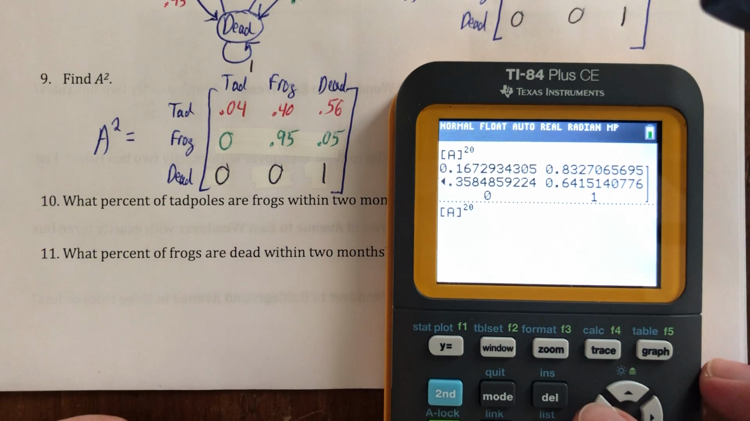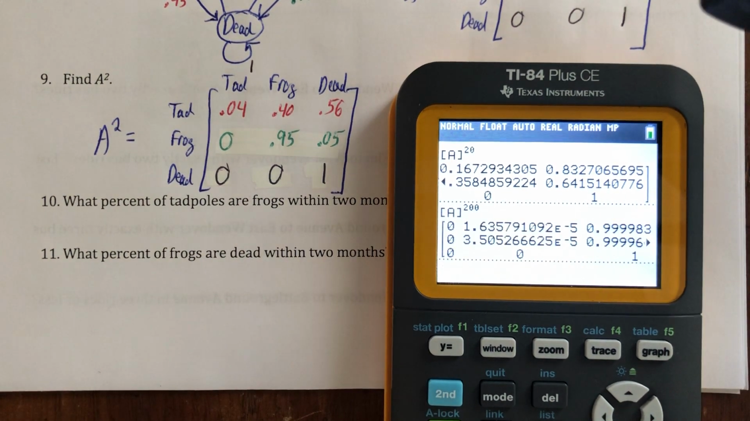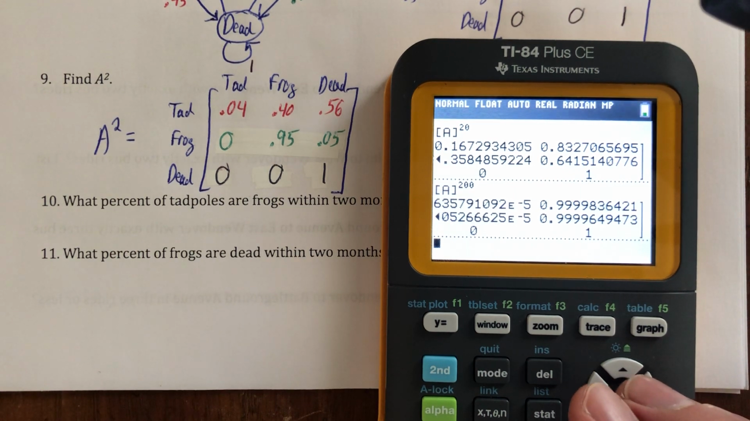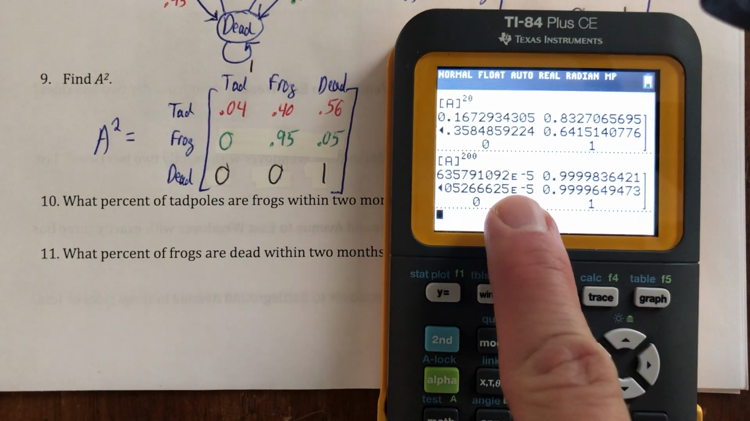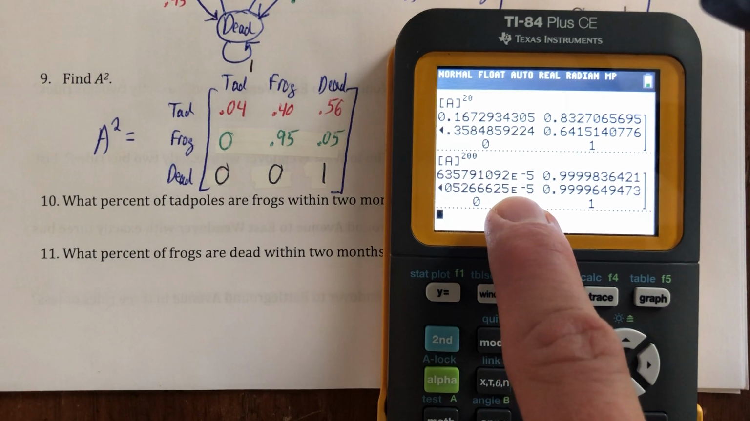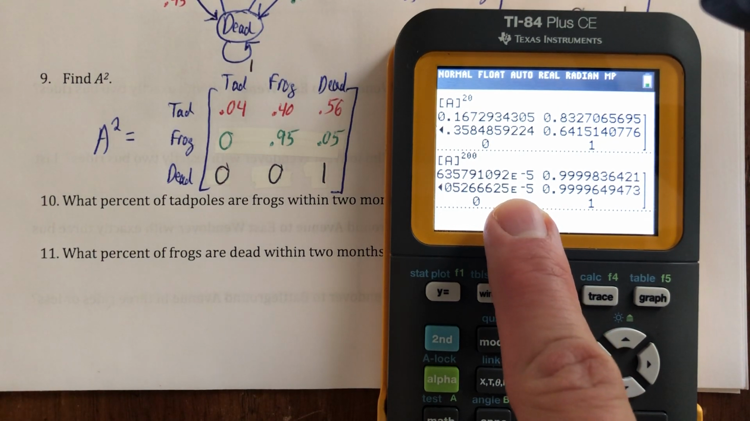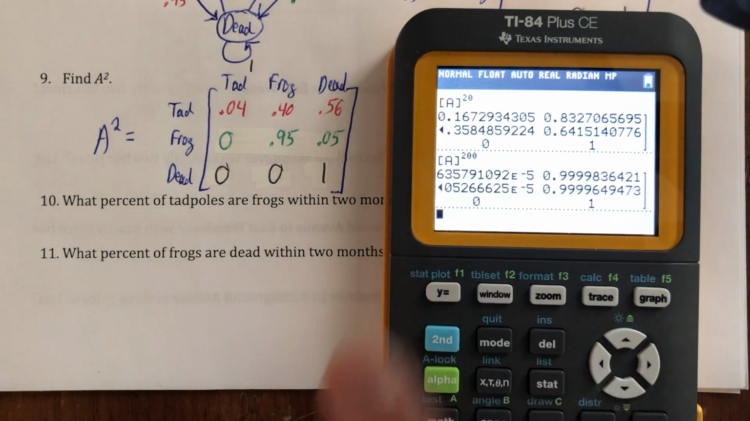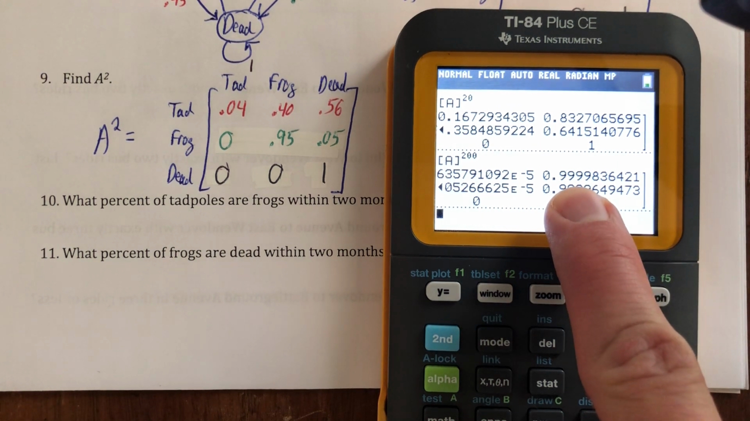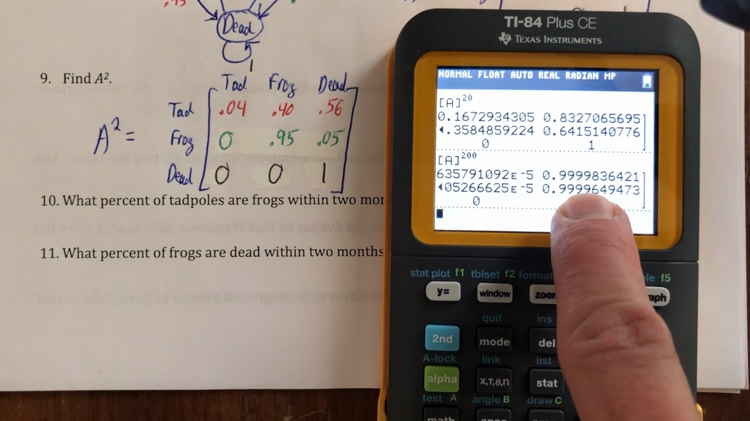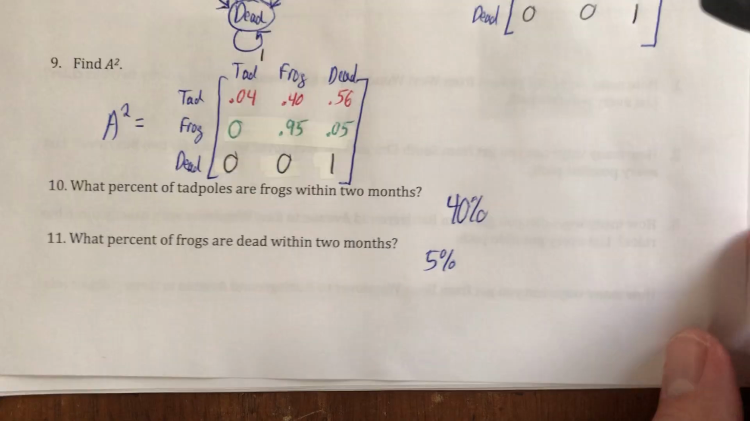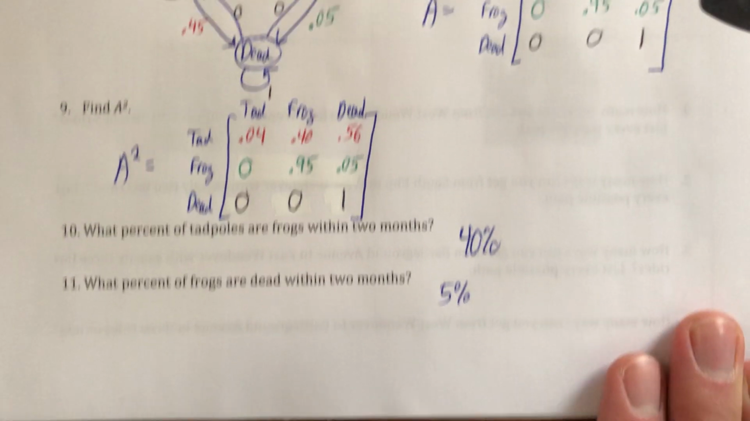So if I was to take this and raise it to the 200 power, all right, here we go. This is getting interesting. This is the last column. Again, this E -5, it's scientific notation. If you were to write it out, you'd realize how close to 0 it is. So very small percent after 200 months of tadpoles are still frogs. They're super elderly, but nearly 100% are dead. Nearly 100% of frogs are dead. There you go. See? Some interesting lifespan represented with matrices.